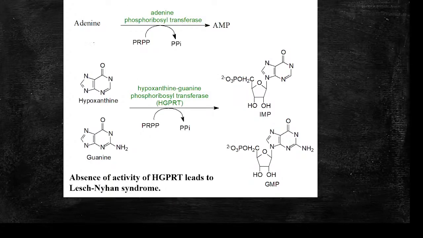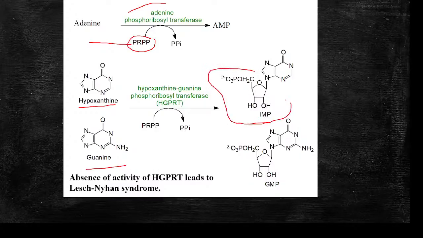Adenine is converted to AMP by the action of adenine phosphoribosyl transferase. This requires PRPP. Hypoxanthine is converted to IMP by the action of HGPRT, and guanine is converted to GMP by the action of HGPRT. In all these reactions, only the PRPP molecule is added to the nucleic acid bases or nitrogenous bases.